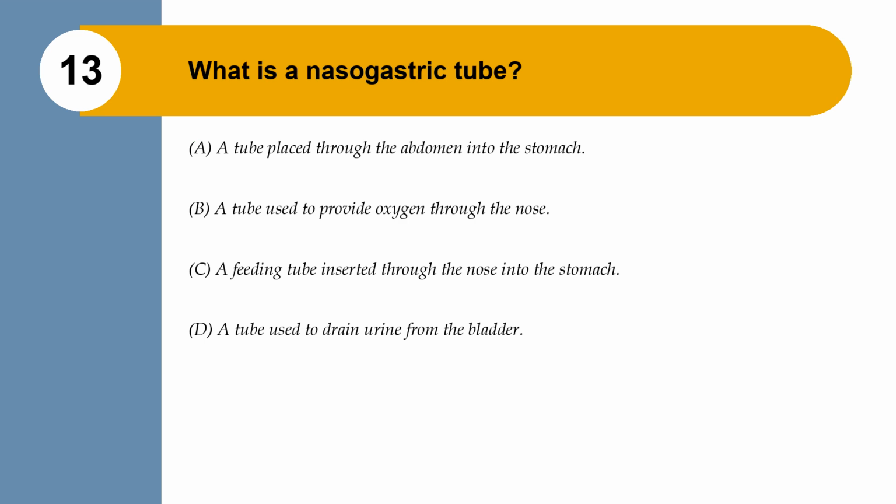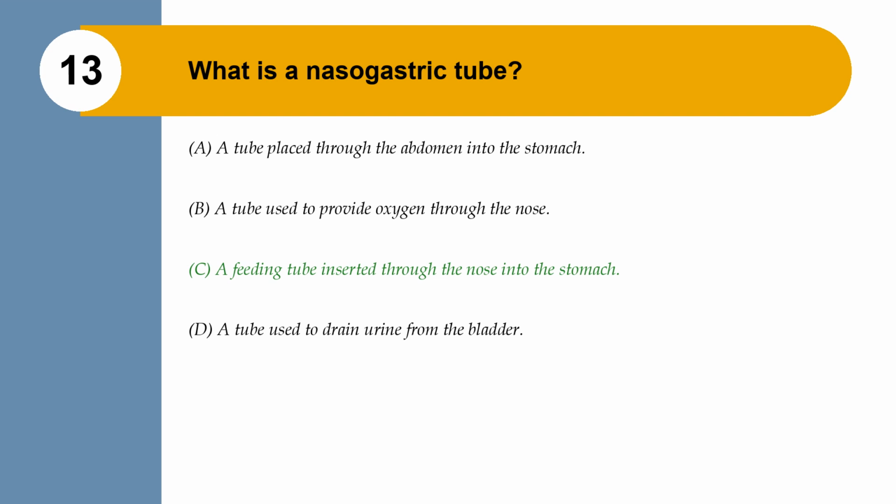Question 13. What is a nasogastric tube? Option A, a tube placed through the abdomen into the stomach. Option B, a tube used to provide oxygen through the nose. Option C, a feeding tube inserted through the nose into the stomach. Option D, a tube used to drain urine from the bladder.